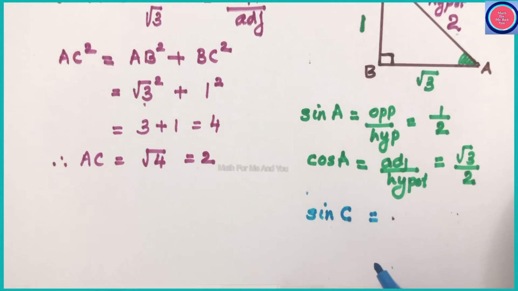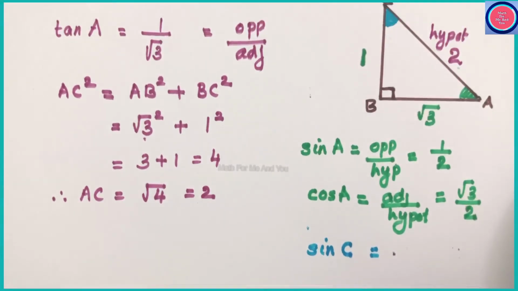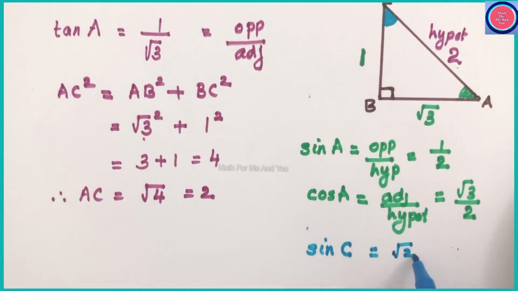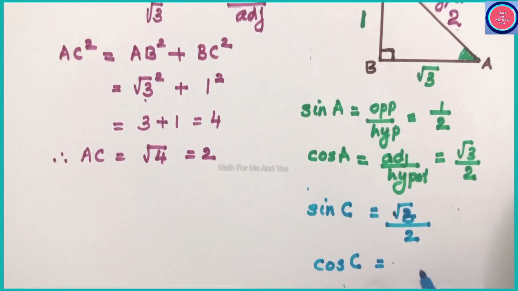Remember, the hypotenuse will not change if we change the angles from A to C. So we can write opposite side is root 3 divided by hypotenuse is 2. Now we can write cos C: adjacent side to angle C divided by hypotenuse. What we get? We get the ratio 1 by 2.